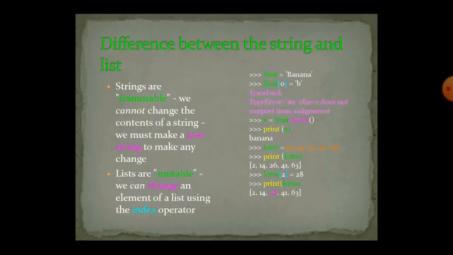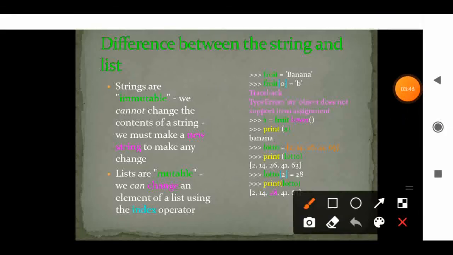The next topic is the difference between string and list. You all know about that. What is the difference between string and list? A string is immutable, a list is mutable. What is the meaning of immutable? Immutable means we cannot change the contents of the string. We must make a new string to make any change. A list is mutable. We can change an element of a list using the index operator.